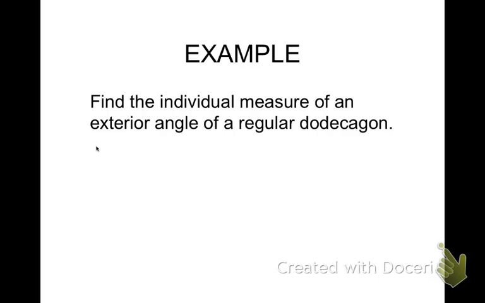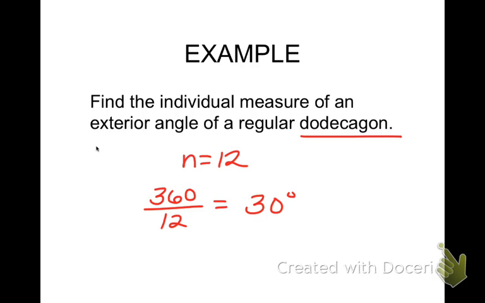So for this one, find the individual measure of an exterior angle of a regular dodecagon. How many sides is a dodecagon? It is 12. So now we're going to take 360 and divide it by 12, and we get 30 degrees.